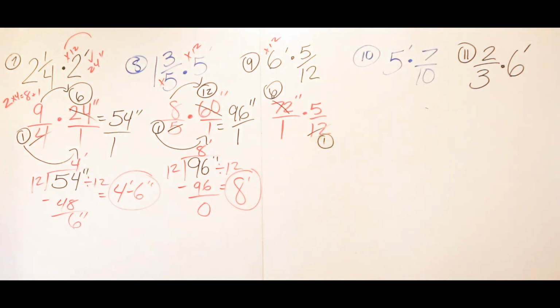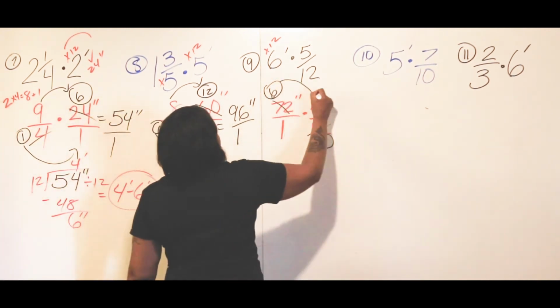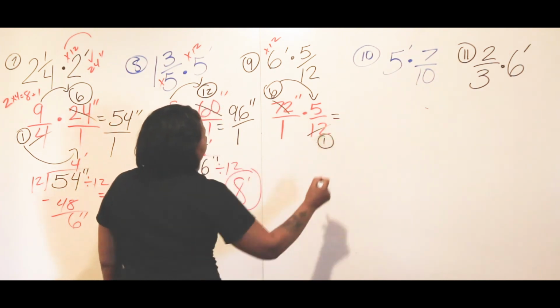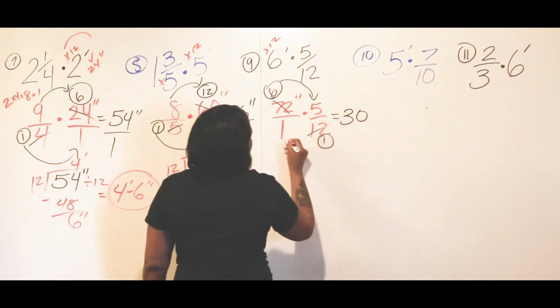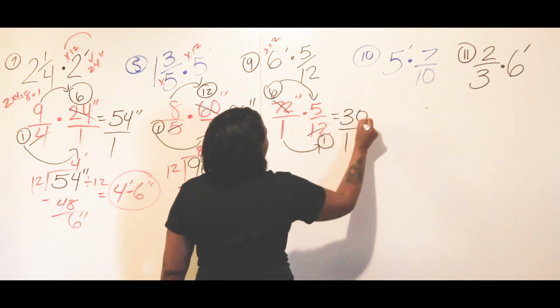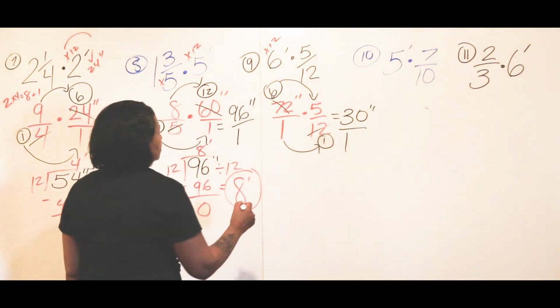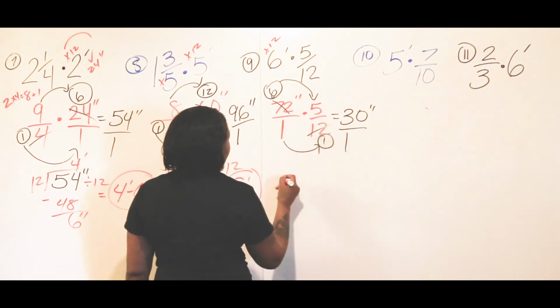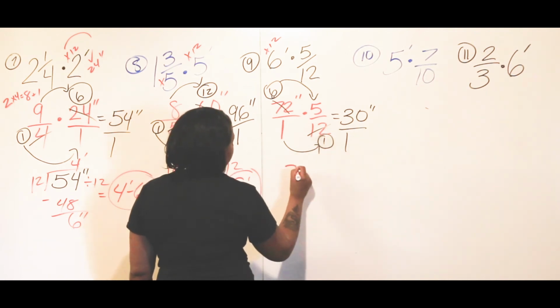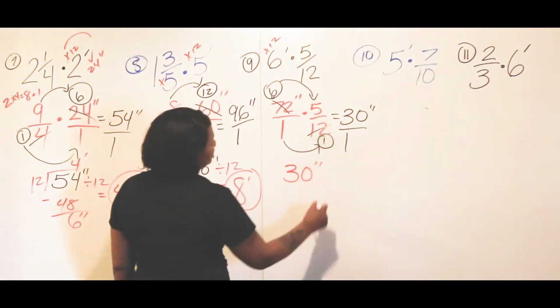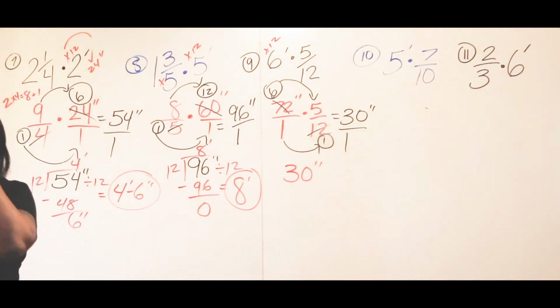So we can't cross reduce anymore, right? So now we multiply the numerator times the numerator. 6 times 5 is 30. And the denominator times the denominator, 1 times 1 is 1. Put my inch marks, and we got 30 inches. Anytime we have 1 as a denominator, the answer is the numerator. We have 30 inches. Final answer?